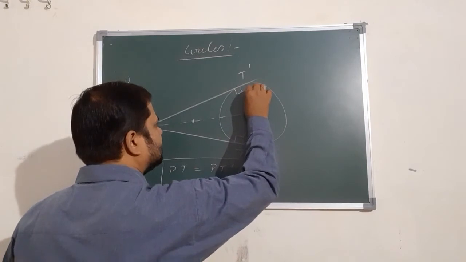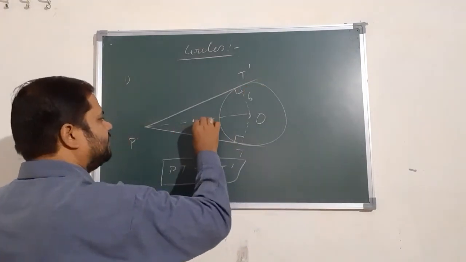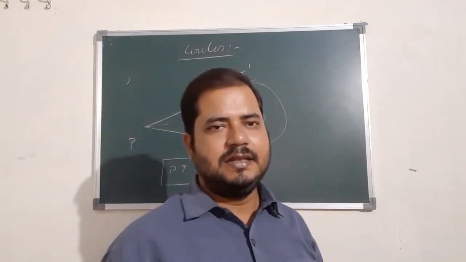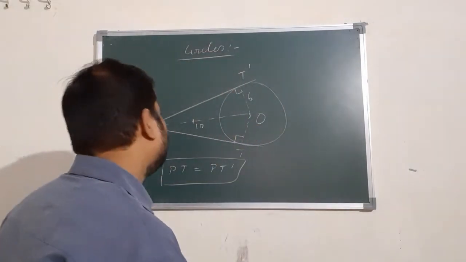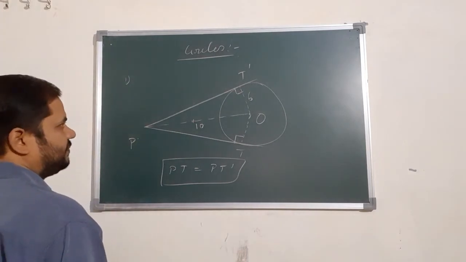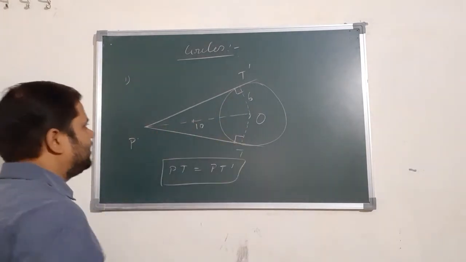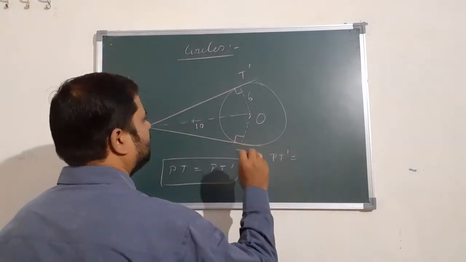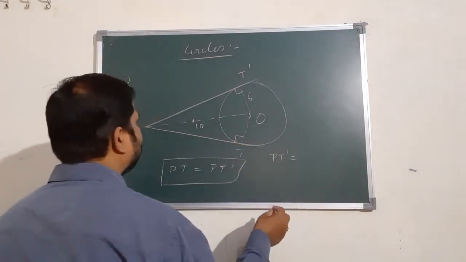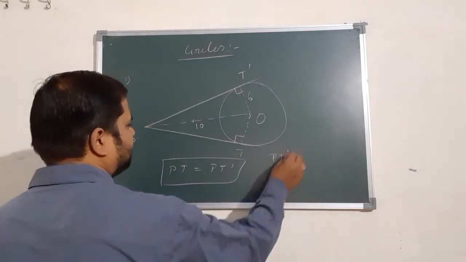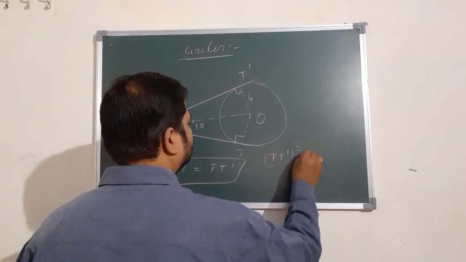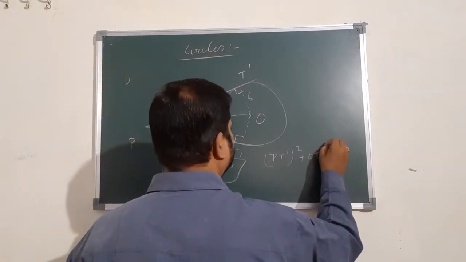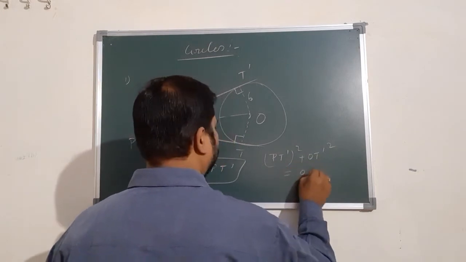Now some questions of this type. Suppose in this question this is given as 6, this is given as 10, then find the length of the tangent. So you know what is the length of the tangent? PT dash, and this is 90, that's why using Pythagoras, PT dash square plus OT dash square is equal to OP square.